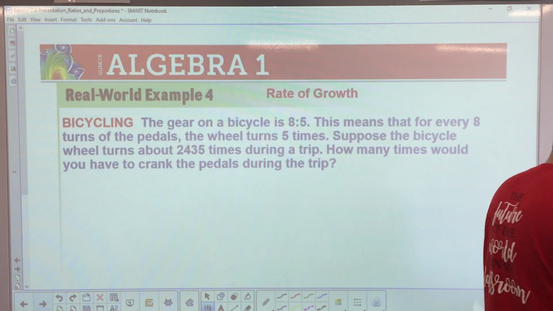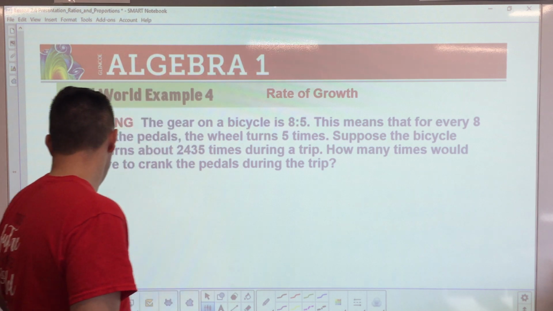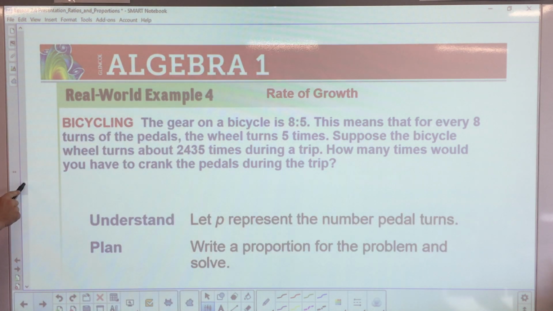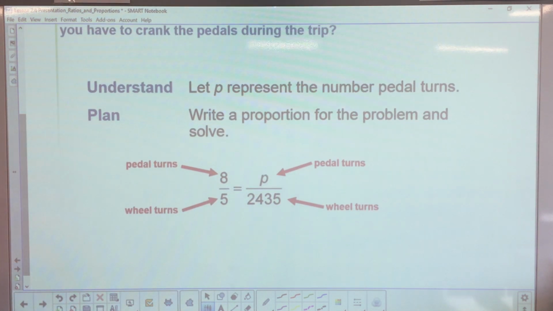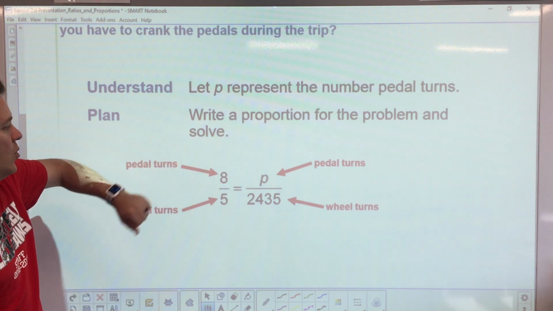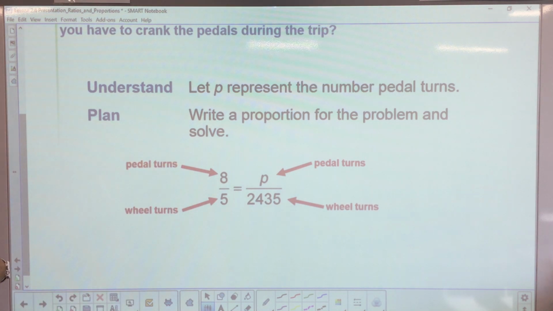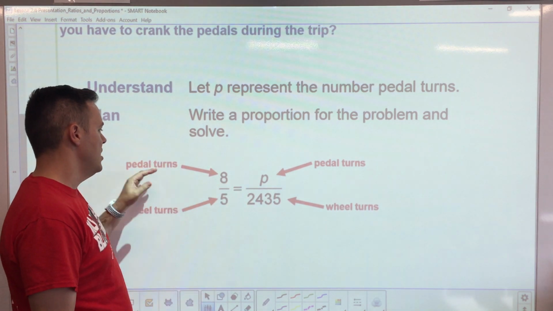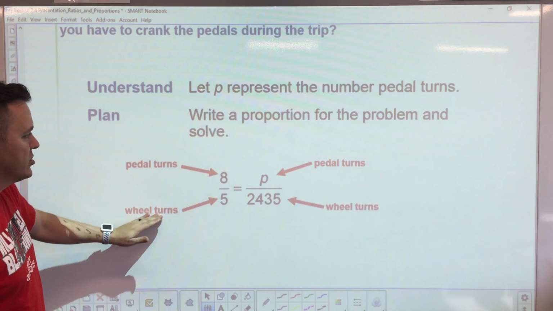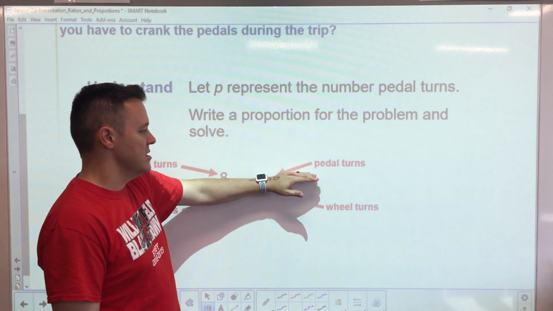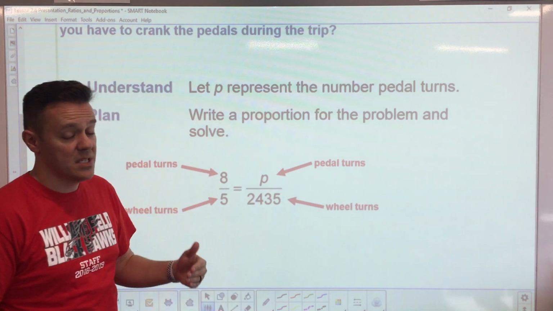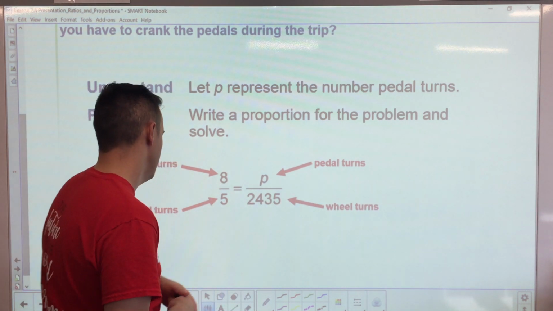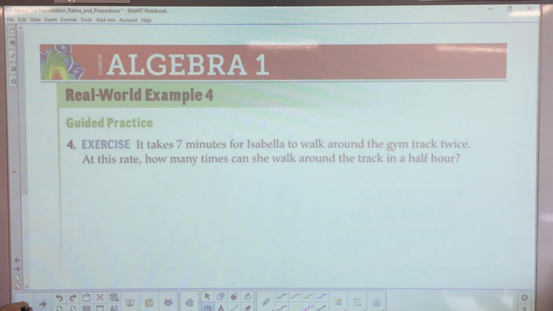So what we're trying to do, ladies and gentlemen, is set up this problem. Okay, so let's set it up. P is going to represent the number of pedal turns. So what you do is write a proportion for the problem. Pedal turns on the top, wheel turns on the bottom. Then all you do is you would just solve.